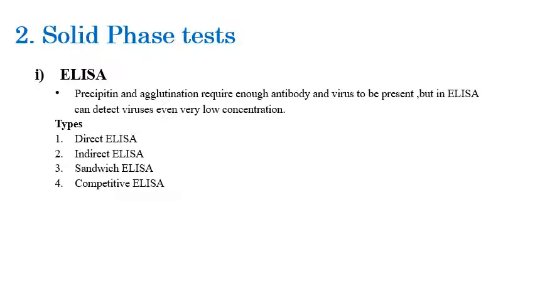This is one of the techniques based on antigen-antibody reactions, which is used to identify plant viruses. In precipitation or agglutination tests, a sufficient amount of antibodies is required. Enough antibodies of plant viruses must be present to identify the plant viruses.